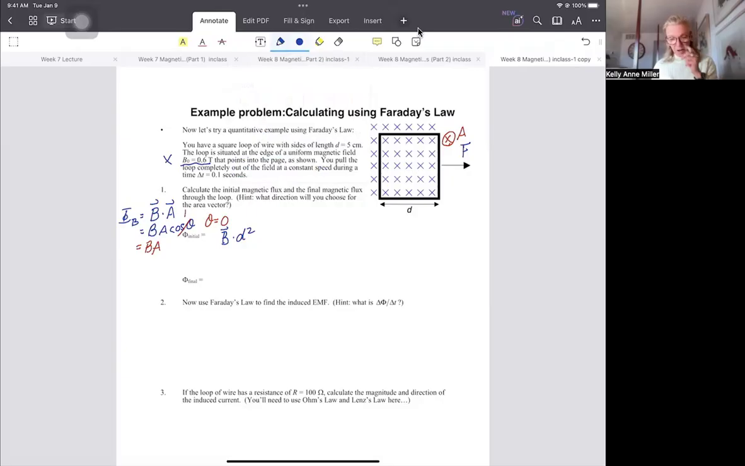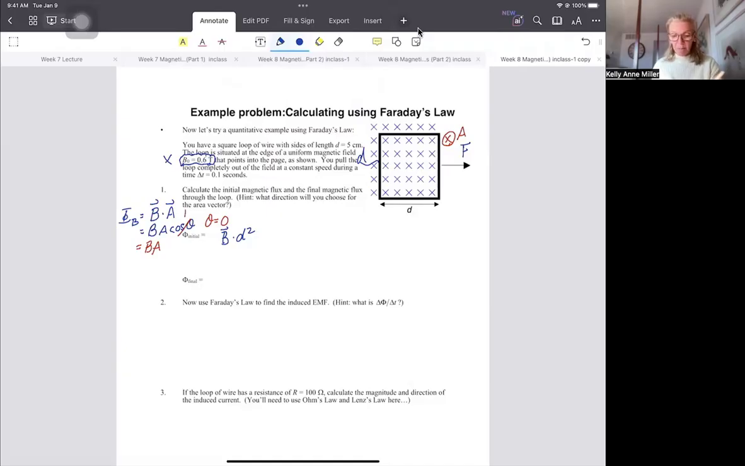It's going to be whatever the magnetic field strength is, which is 0.6 Tesla, times the area of the loop, and each side has a length of d. That's d, so d squared.